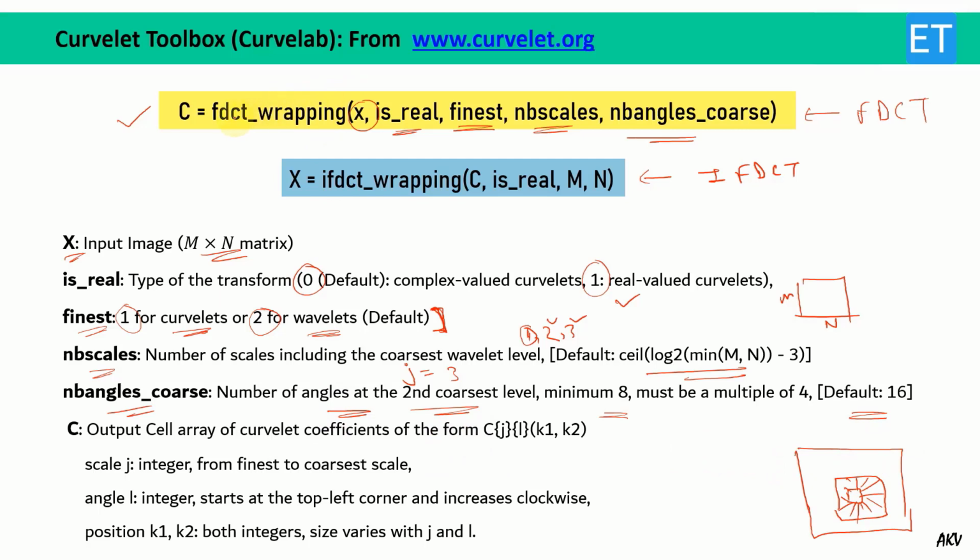Let's see what type of output we actually get by executing this FDCT. We get a variable C, which is a cell array, and its format is like this: C{j}{l}(k1,k2). I will show this in MATLAB also. J represents the scale, l represents the orientation of the curvelet, and k1 k2 represent the number of curvelets. Its size varies with j and l.